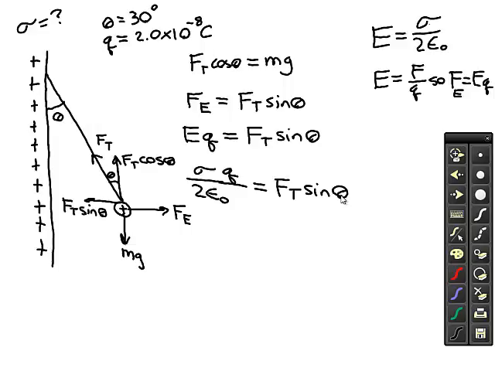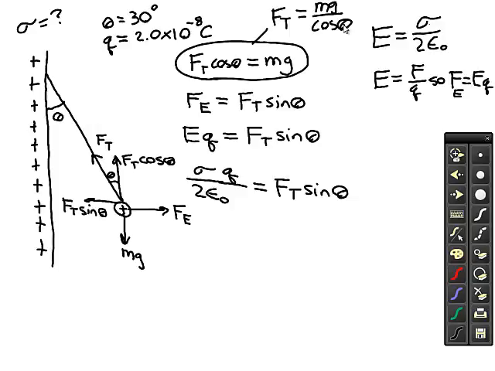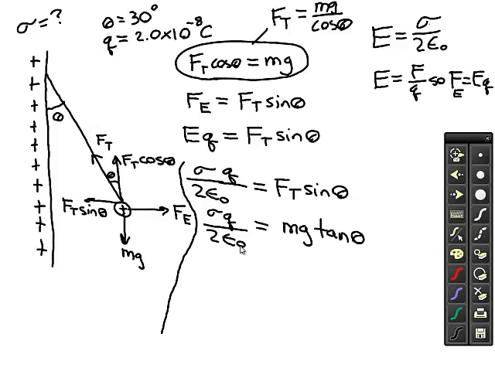Starting to feel better. We know what the charge is. We know what epsilon naught is. I don't know what Ft is. How am I going to get Ft out of there? mg divided by cosine. Oh, okay. So I know that Ft is equal to mg over the cosine of theta. So this is mg times the tangent of theta, because I'm going to have a sine on top and a cosine on the bottom. And this is going to be sigma q over 2 epsilon naught. So sigma is equal to 2 epsilon naught mg tangent of theta all over q.